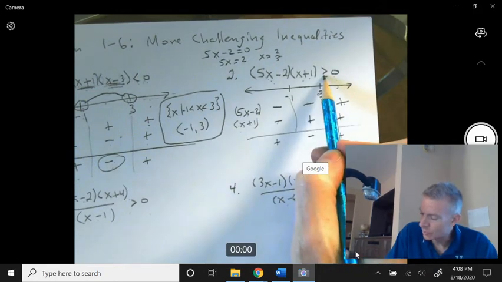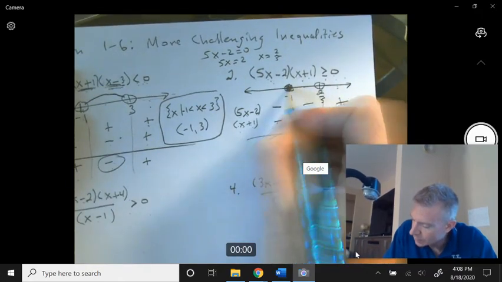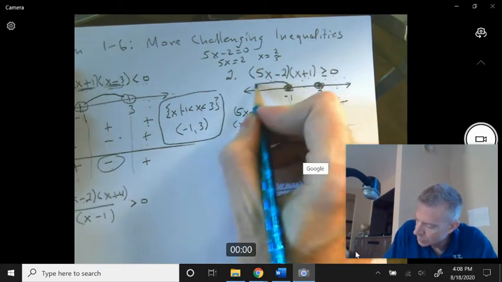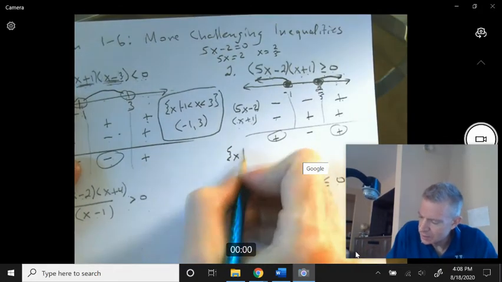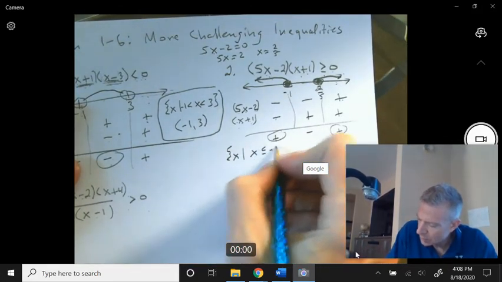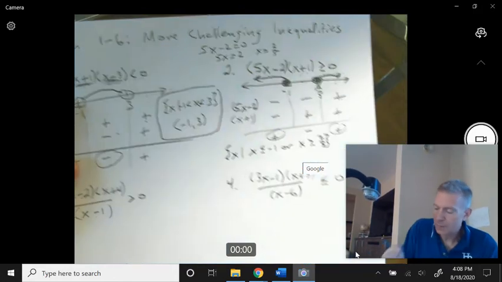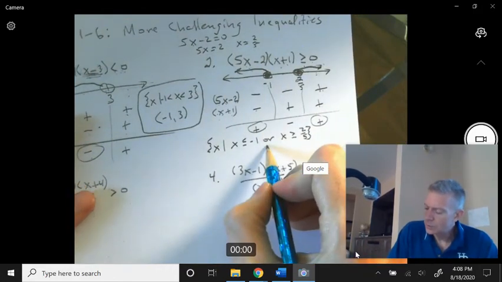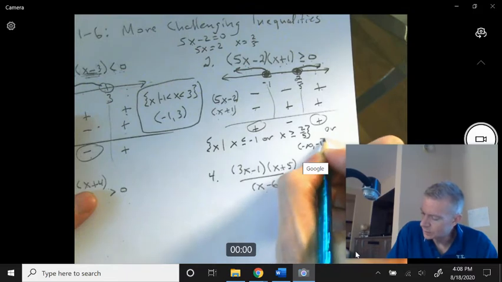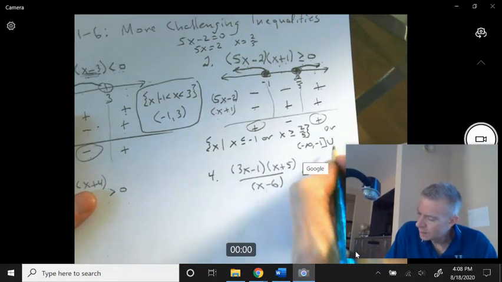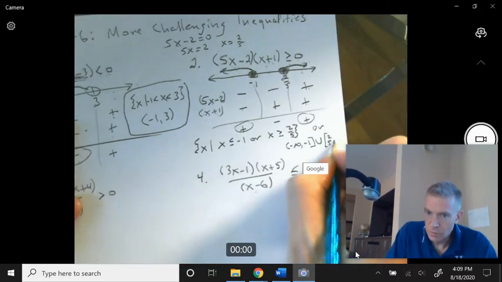We want greater than or equal to 0, so we want the positives. So we're going to put a circle here and here, and we're going to include both of these because that's the or equal to. So our solution on the number line looks like this. The solution set is all x such that x is less than or equal to negative 1, or x is greater than or equal to 2/5. If you want interval notation, you could say negative infinity to negative 1, including the negative 1, union with 2/5 to infinity.